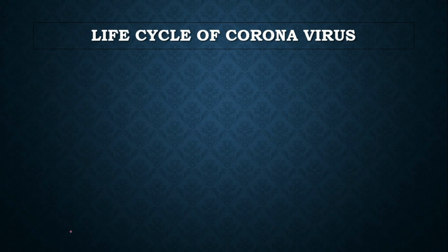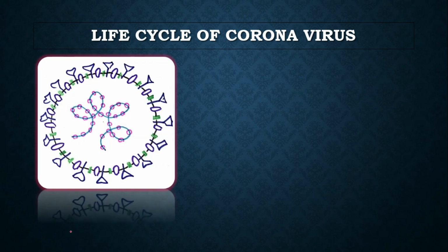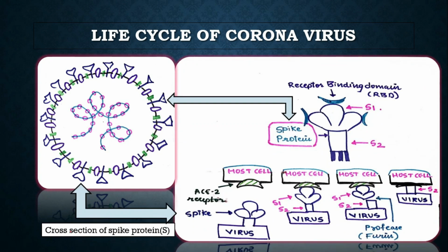Now let's see the life cycle of coronavirus. The first step involved in the life cycle of coronavirus, we will discuss in detail now. This is a cross section of the spike protein. As I explained, these are the spike proteins which are present around the coronavirus.